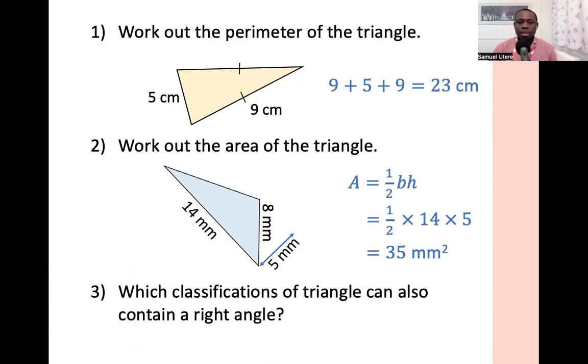Which classifications of triangle can also contain a right angle? By now, you should know that there are isosceles triangles and scalene. Scalene triangles are the ones where the sides are all not equal.